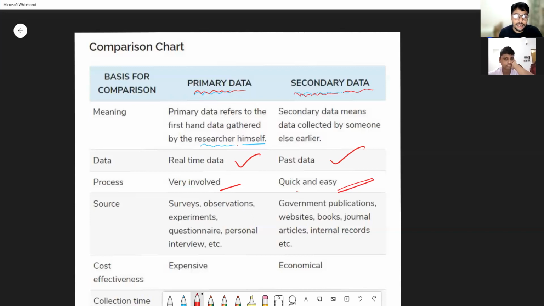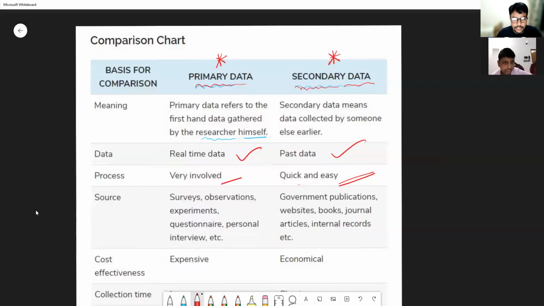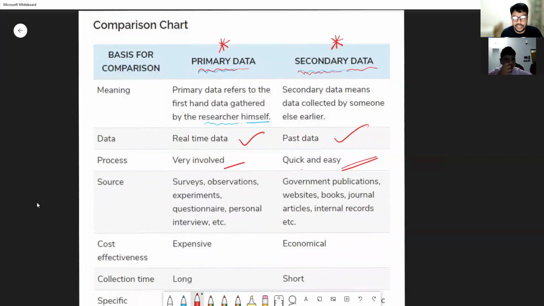But which one is accurate? Do you think primary data is accurate or secondary data is accurate? I think primary data, because researchers directly collect information from the source. Clear? Yes. The government survey, basically the survey, observations, experiments, questionnaire and personal interview, all are the primary data. But the government publications, websites, books, journals, articles, international records, all are the secondary data.